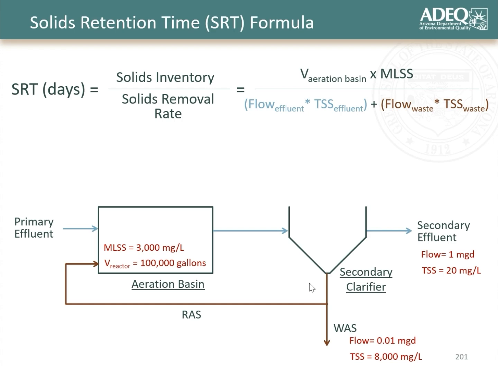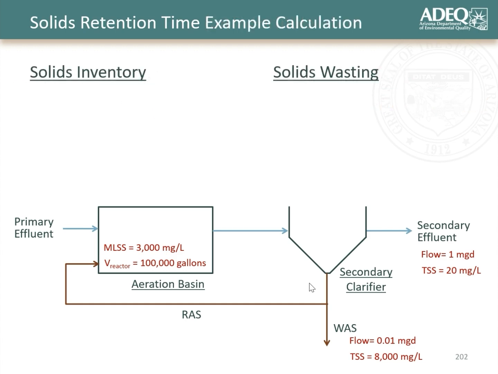The volume of the reactor is 100,000 gallons. The WAS flow is 0.01 million gallons per day. And the TSS of the WAS is 8,000 milligrams per liter. The secondary effluent flow is 1 million gallons, and the TSS leaving the secondary effluent is 20 milligrams per liter. So now let's walk through each of these parts and how much each of them are. So first, the solids inventory. We've got 3,000 milligrams per liter and a volume of 0.1 million gallons. 100,000 gallons is equal to a tenth of a million gallons, in this case.